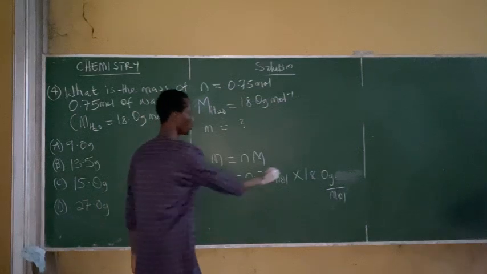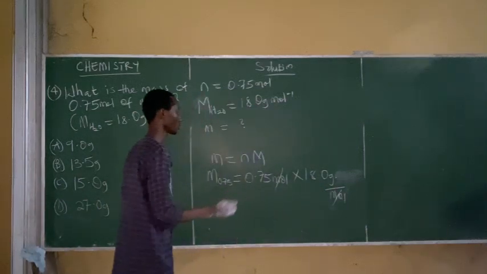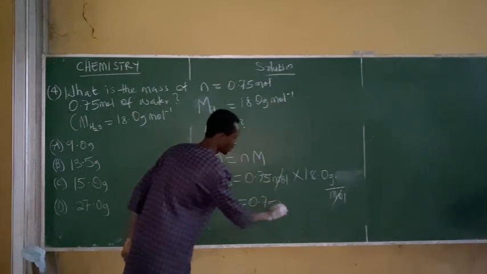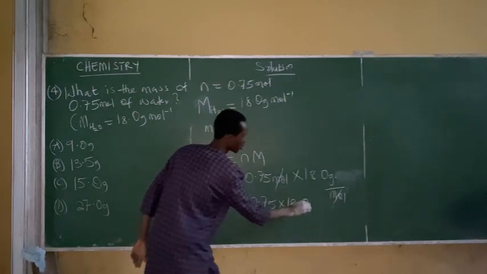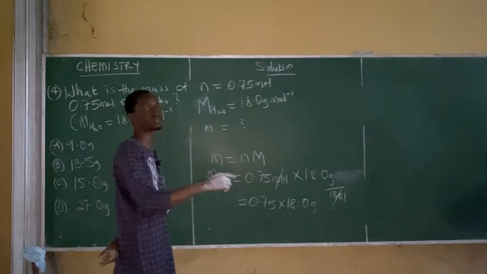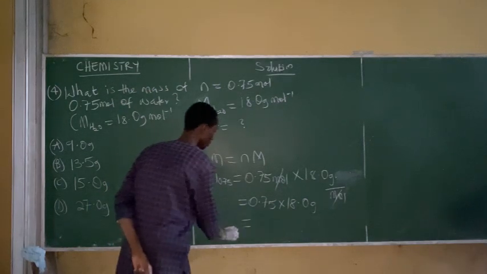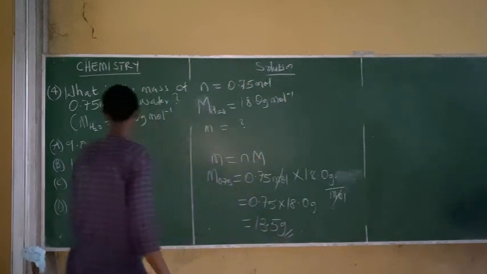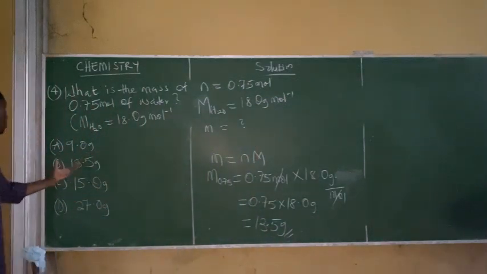Per mole is also the same thing as divided by mole. So mole take away mole, they cancel out. You're left with 0.75 times 18.0 gram. If you put your calculator, 0.75 times 18.0 gives us 13.5 grams. Therefore, the correct option here is option B, 13.5 grams.